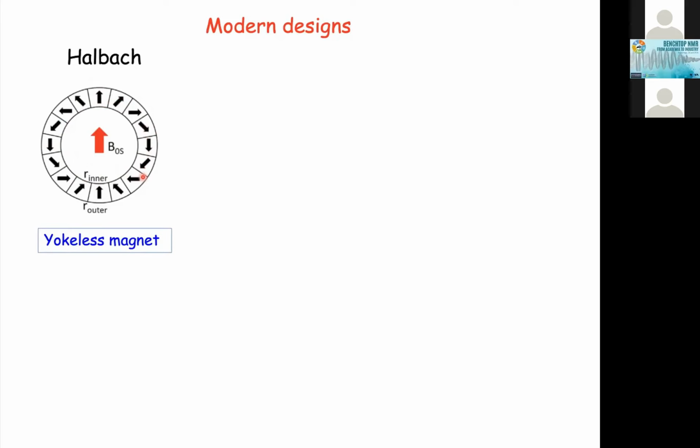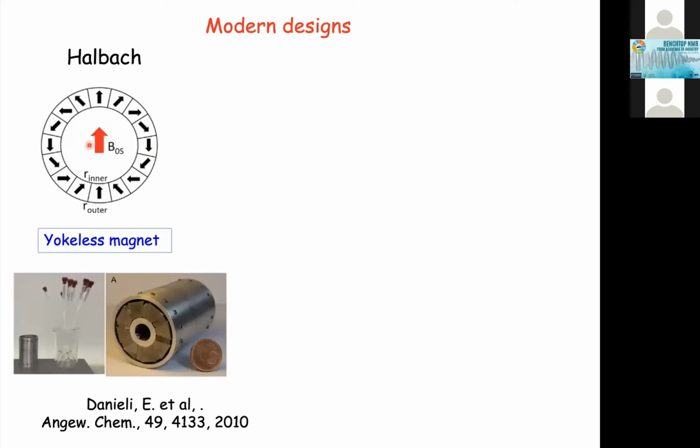You can have 32 or 64. You can always have a power of 2 number of magnetic parts. And the magnetic fields come here and return all around here and make a quite homogeneous, strong magnetic field.